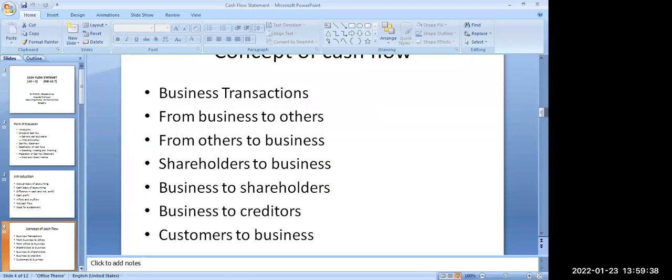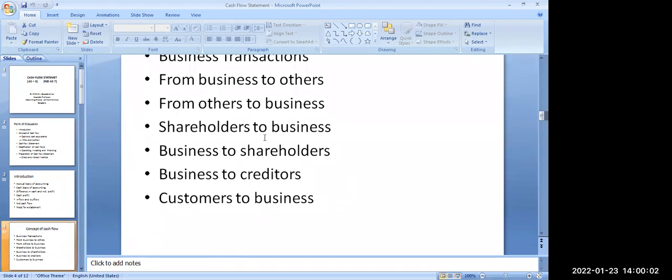Selling goods for cash. Anything else? Selling of scrap. Selling of assets. Okay, selling of scrap also for cash. All right. Accepted. Selling of asset and selling of scrap. So like this, we have so many inflows and outflows of cash in the company.